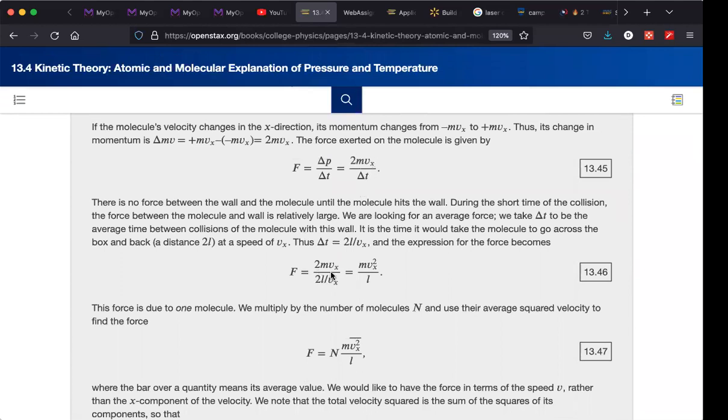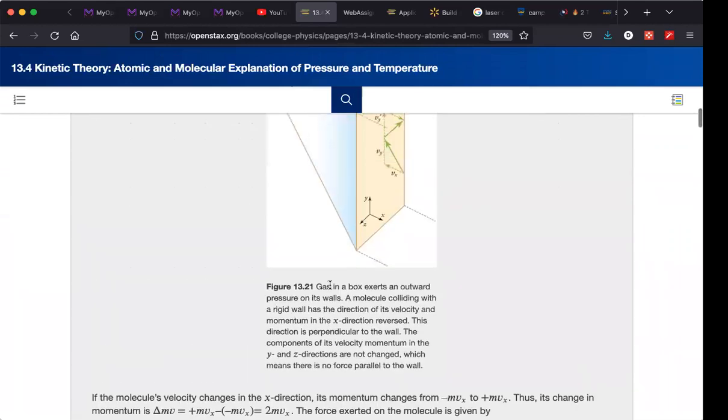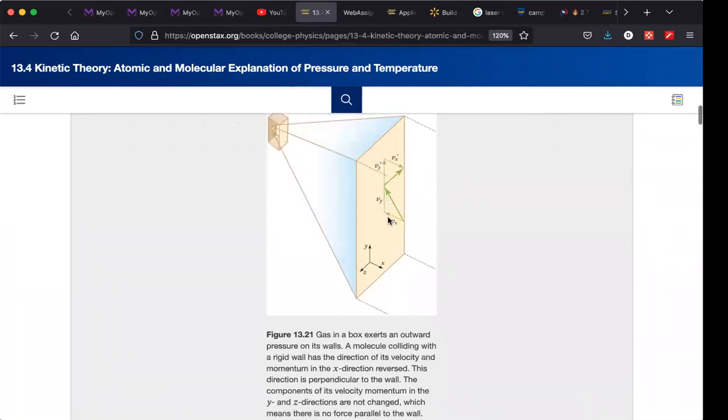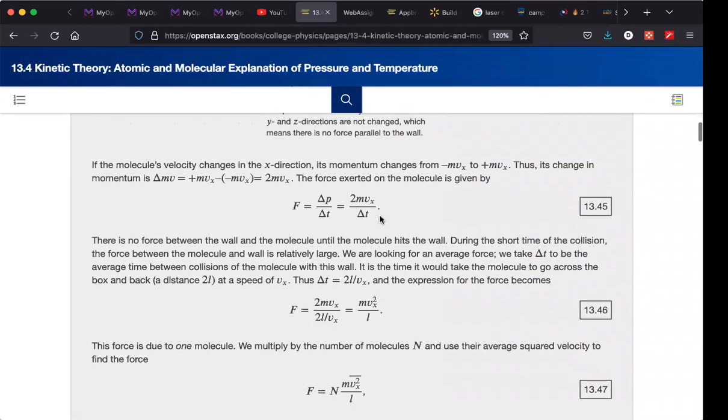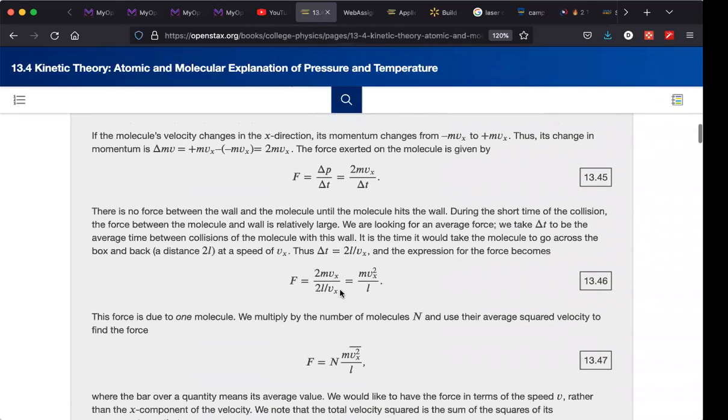The delta t, the time that goes by, is the distance that they travel, which we're going to call L, divided by the velocity. So they put that in place of the time down here. And you can see that 2L divided by v down here is the same as multiplying by v on the top. So they move that v to the top. The 2's cancel out, and you get mv squared divided by L.